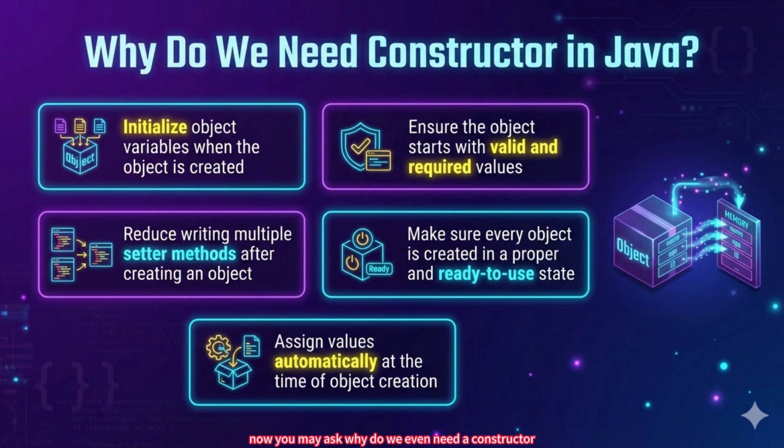Now you may ask, why do we even need a constructor? We need constructors to initialize object variables when the object is created, to ensure the object starts with valid and required values, to reduce writing multiple setter methods after creating an object, to make sure every object is created in a proper and ready-to-use state, to assign values automatically at the time of object creation. So basically, constructors help us create properly initialized objects.